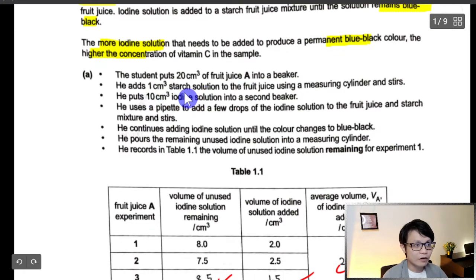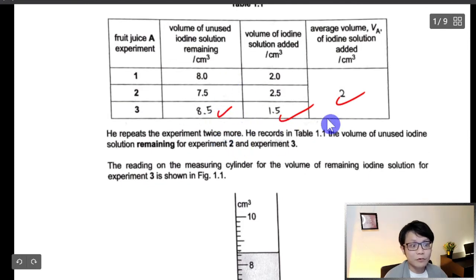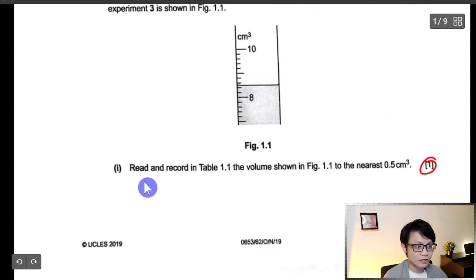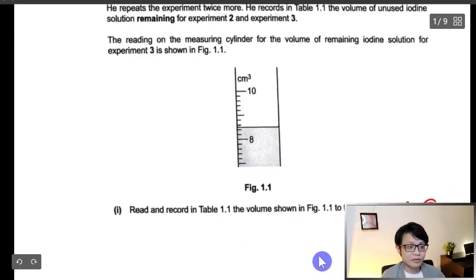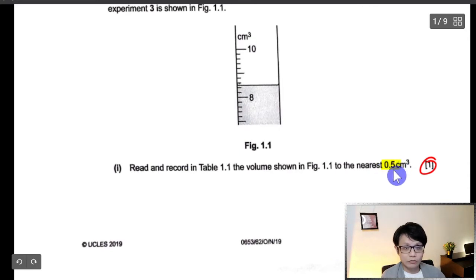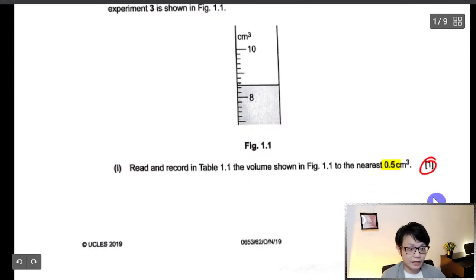Now we have two solutions ready. We are not going to read this, let's look at the table. Experiment 1, experiment 2, experiment 3, and they put the iodine solution, and here is supposed to be empty. So let's dive into the first question: record the data. The answer is 8.5, so the student gets 1 mark. Don't put 8.0 or 8.6, because you need to make it to 0.5 or 0.0. The student did it correctly.